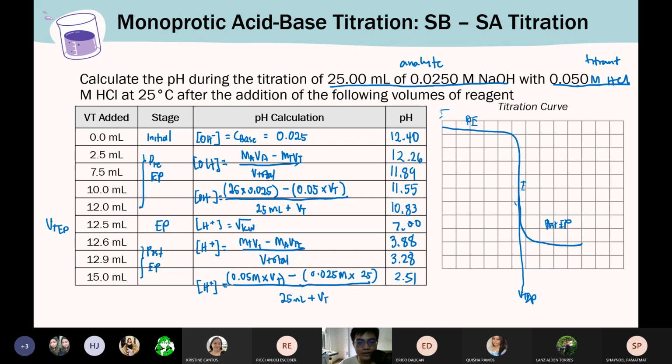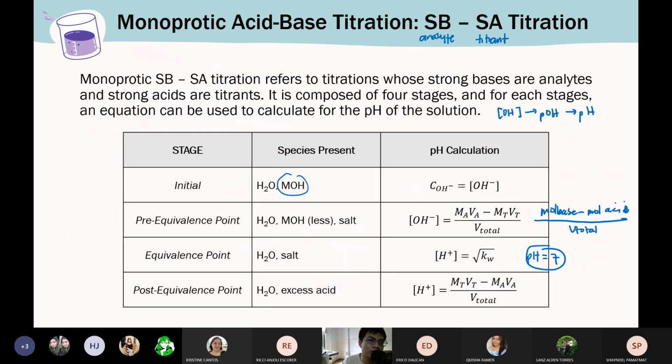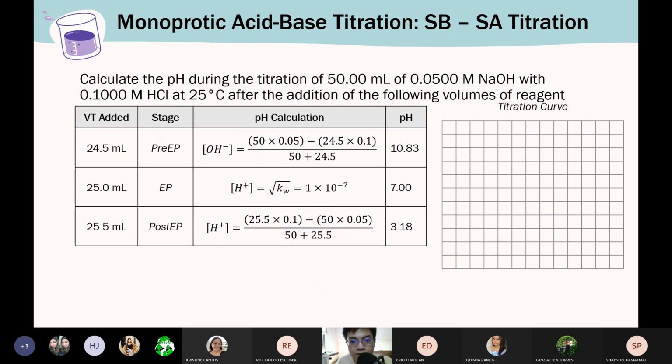Okay, so ganun lang. So that's how you do it. It's very simple as long as you know what stage are you in, what's the equation to be used. In case you forgot the equation to be used, you can refer back to the species present, no? Because that will tell you how to calculate the pH. Okay? So, next meeting, okay, so end na natin to.